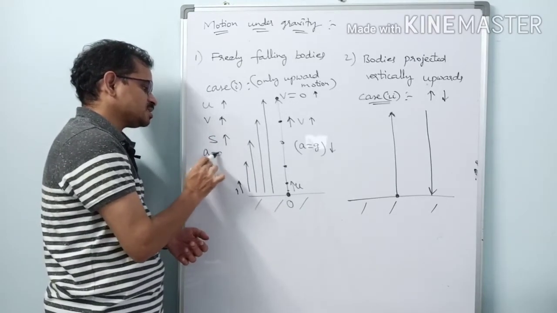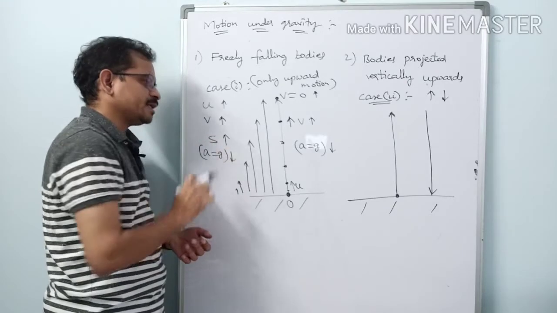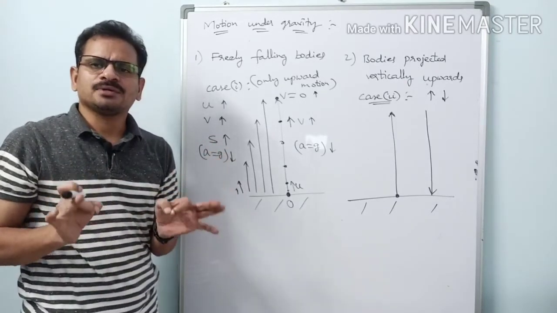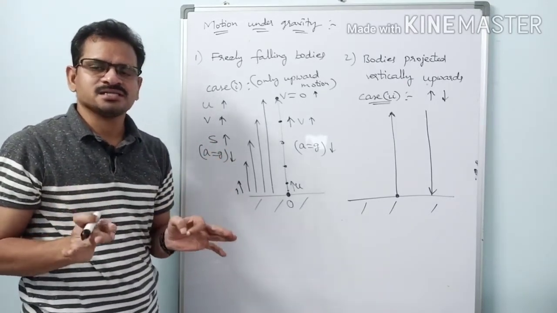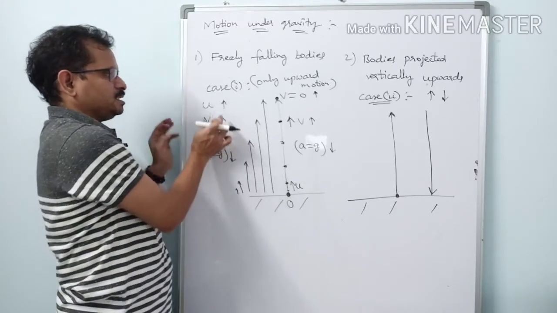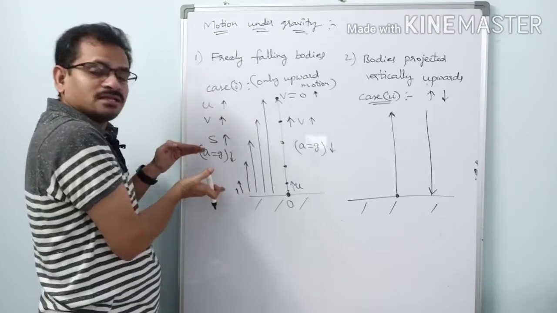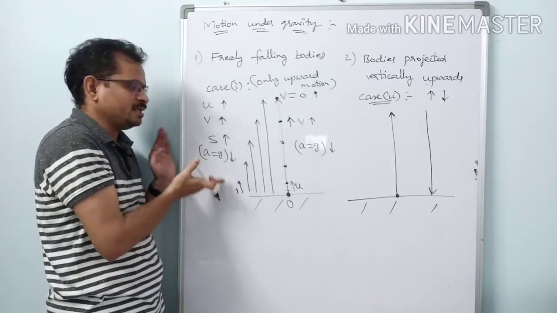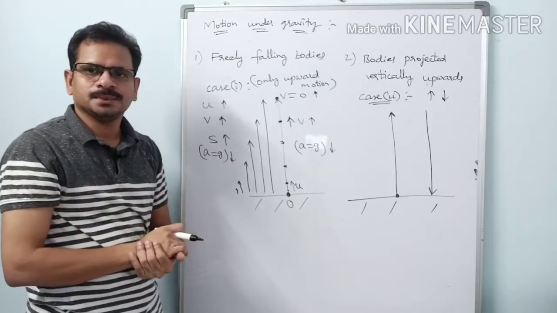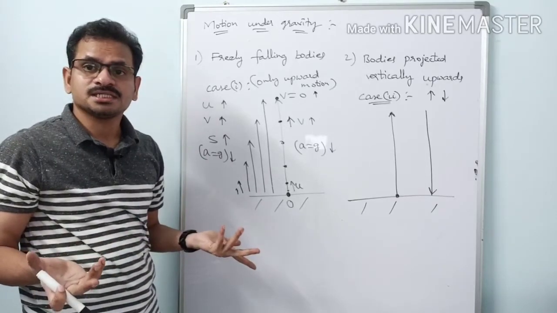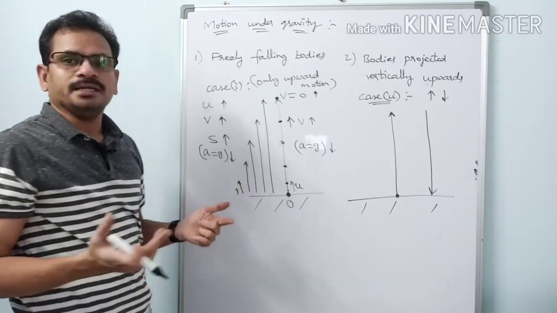Then what about acceleration due to gravity? It has a downward direction. Do we need to consider the negative sign here or not? Yes, because some physical quantities, initial velocity, final velocity and displacement, all have upward arrows, while another physical quantity, acceleration due to gravity, has a downward arrow. So opposite directions are there, and we have to consider the negative sign.